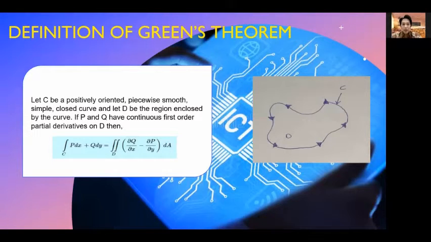If P and Q have continuous first-order partial derivatives, then the integral over C of P dx plus Q dy equals the double integral over D of (∂Q/∂x minus ∂P/∂y) dA. We can also assume that the function P equals F and Q equals G. For further explanation, we have chosen three types of questions based on Green's theorem and of course related to engineering.